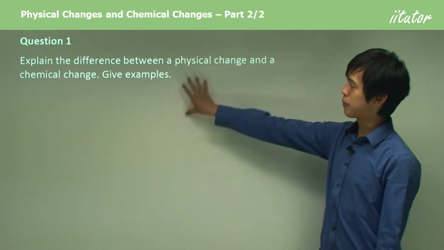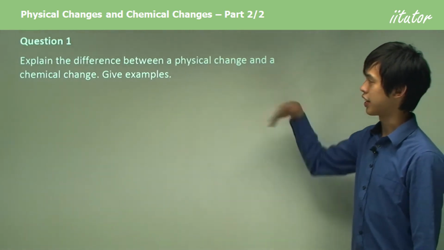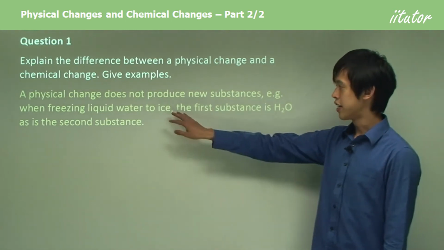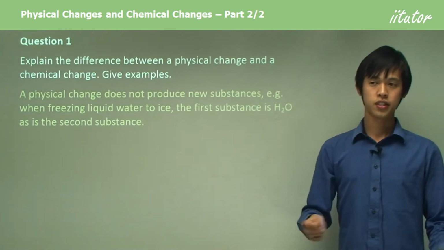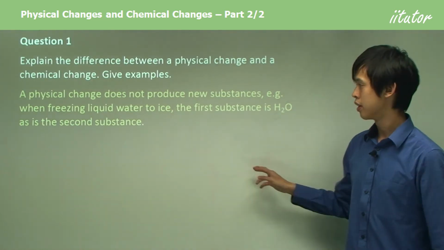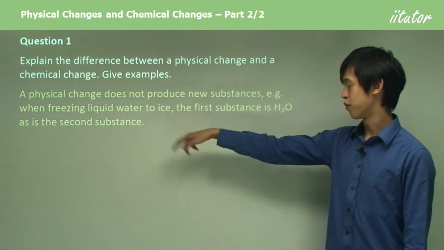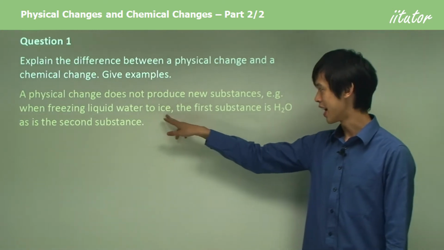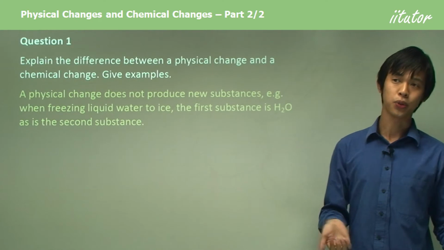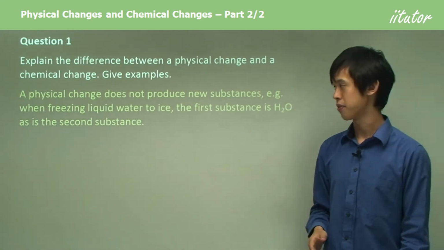So question 1, explain the difference between a physical change and a chemical change and give examples. Well, a physical change does not produce new substances. So a physical change just retains the original substance that you had. So when freezing liquid water to ice, the first substance is H2O, and ice is also made of H2O, so nothing's changed.